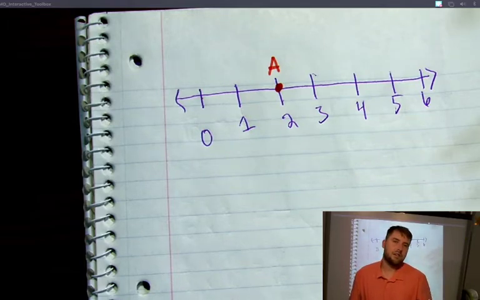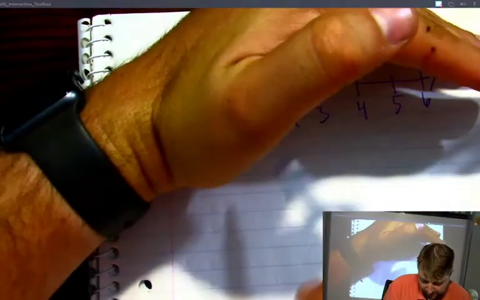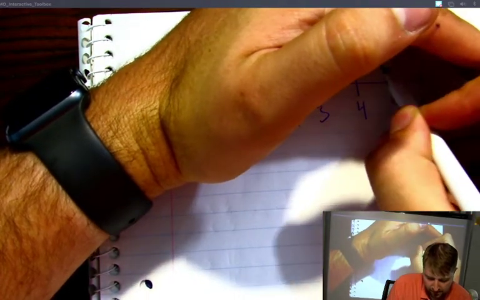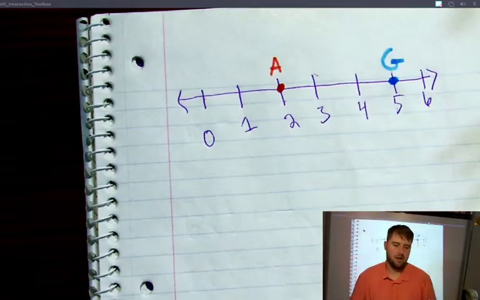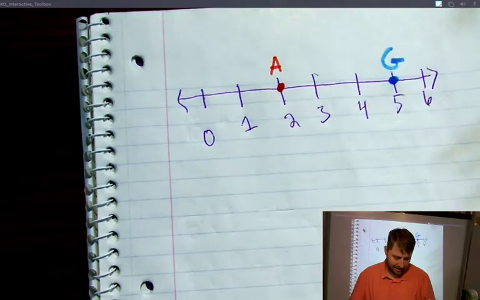Now I want you to plot the point called G at a spot that is 5 units away from the origin. Okay, I'm going to cover mine while I do mine. Plot your point called G 5 units away from the origin. All right, so I started at 0 and I went 1, 2, 3, 4, 5, and I ended at 5.